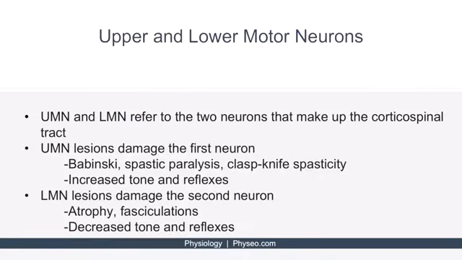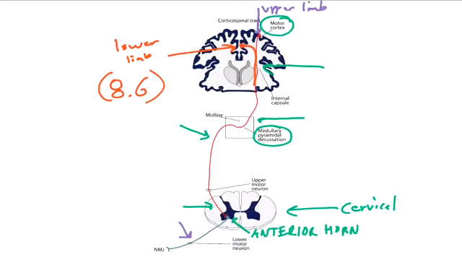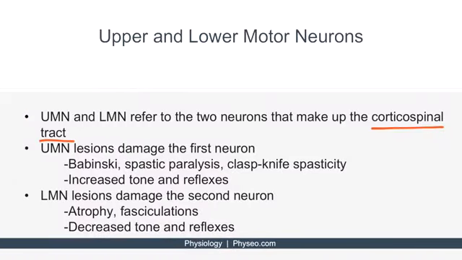So now let's talk about upper and lower motor neurons. The upper motor neuron and the lower motor neuron refer to the two neurons that make up the corticospinal tract that we just discussed. So this first one in red would be the upper motor neuron. This lower one in blue would be the lower motor neuron. Now, upper motor neuron lesions damage that first neuron, as mentioned.